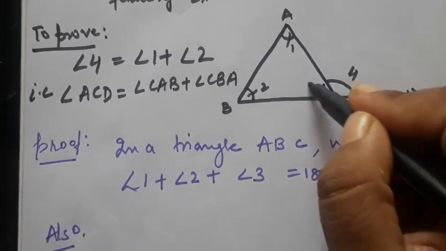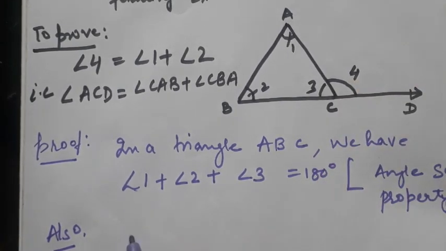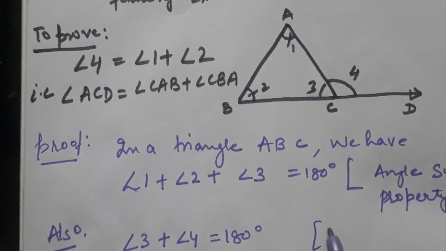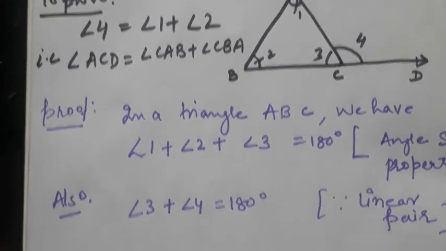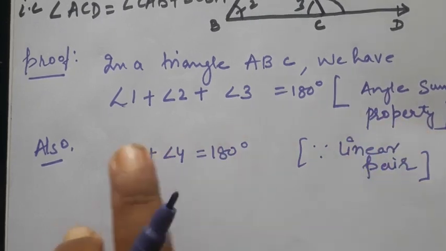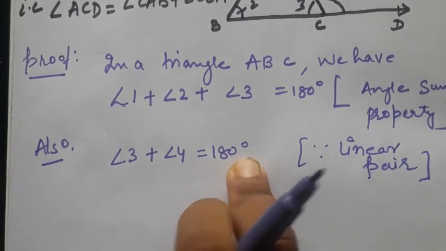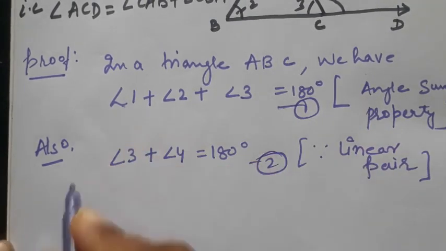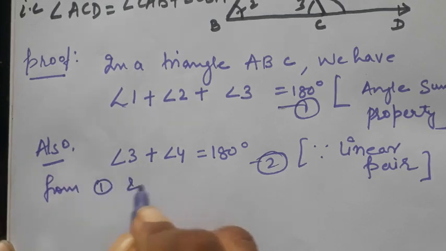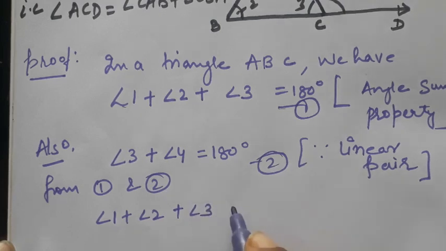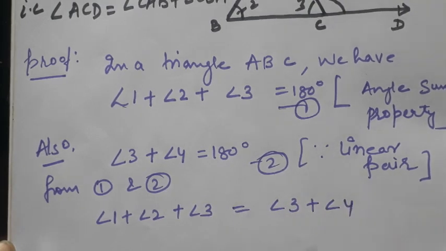Also, if I mark this as 3, we know that angle 3 plus angle 4 is equal to 180 degrees because of the linear pair at point C, right? Angle 1 plus angle 2 plus angle 3 is 180 degrees because of the angle sum property. Angle 3 plus angle 4 is 180 degrees because of the linear pair. Mark it as equation number 1, this as 2. So from 1 and 2, angle 1 plus angle 2 plus angle 3 equals angle 3 plus angle 4.